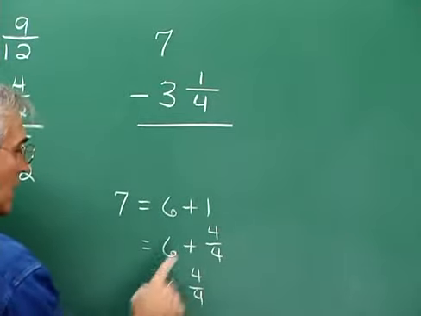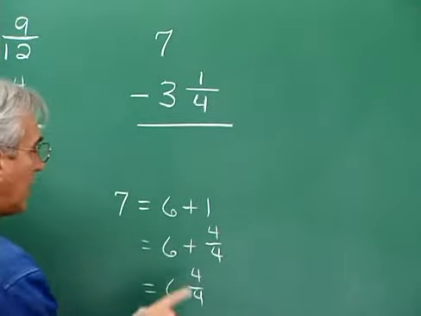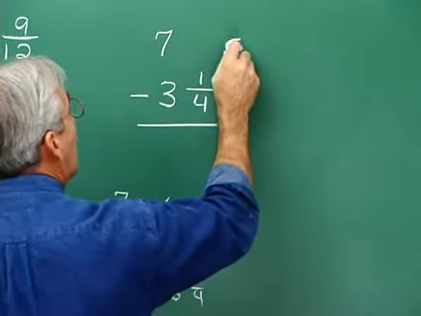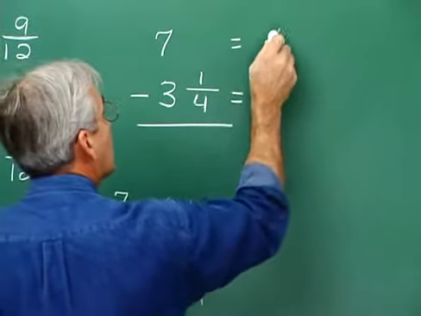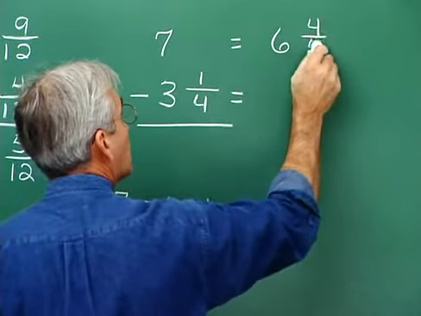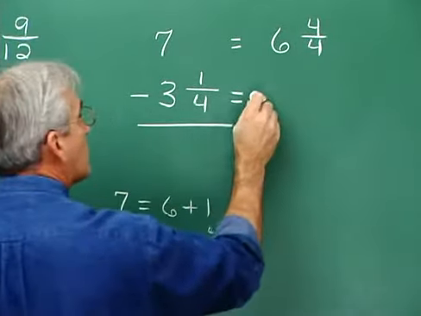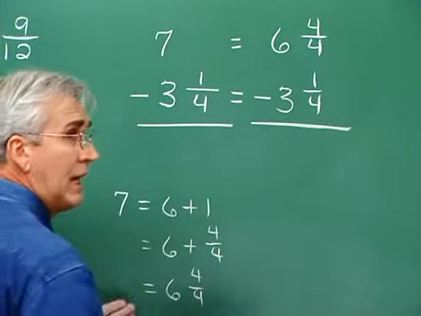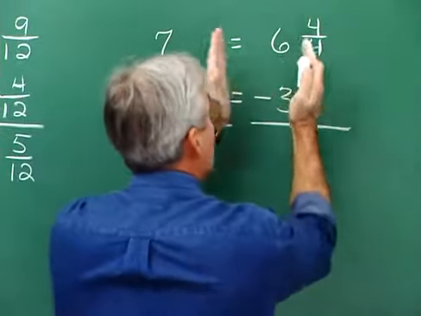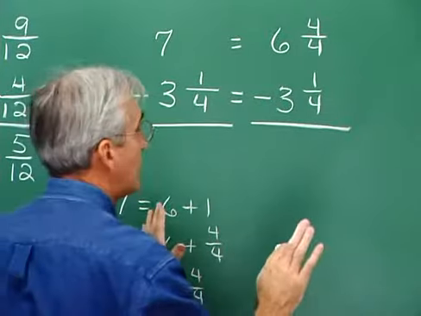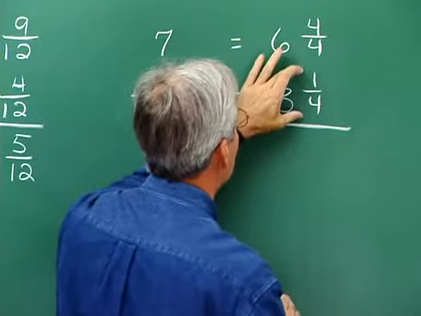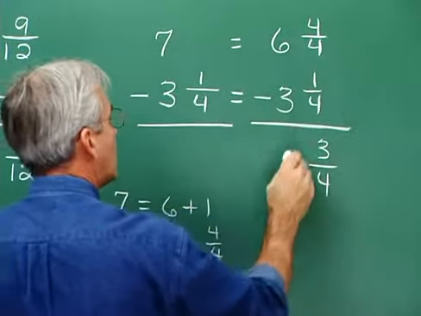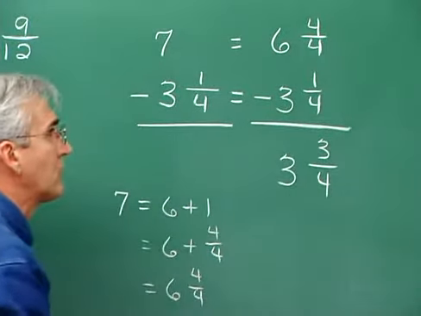Now the whole process can happen very quickly, but it's important to know what we're doing mentally in order to write in our next step that we have 6 4/4 up here. And now we're going to subtract 3 1/4, and away we go. Again, we're thinking fractions and whole numbers kind of as separate events. 4/4 minus 1/4, 3/4. And then 6 minus 3, 3. 3 3/4 for the answer.